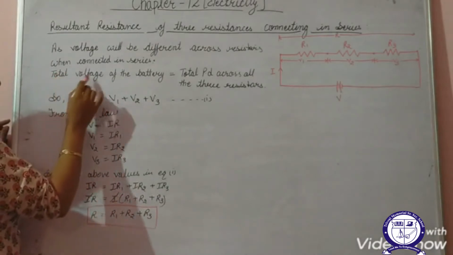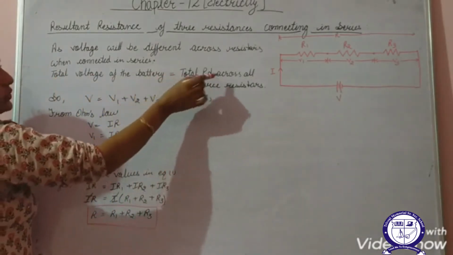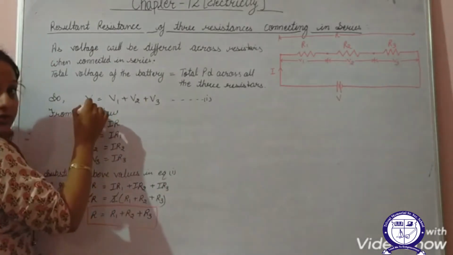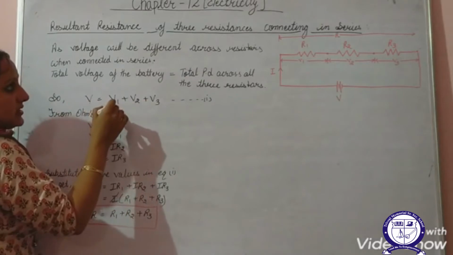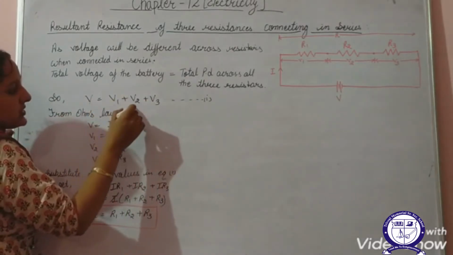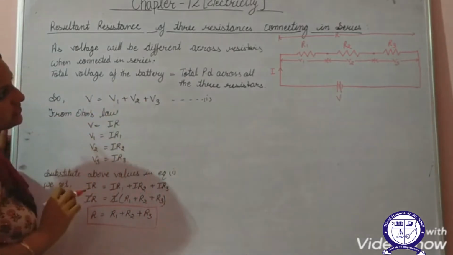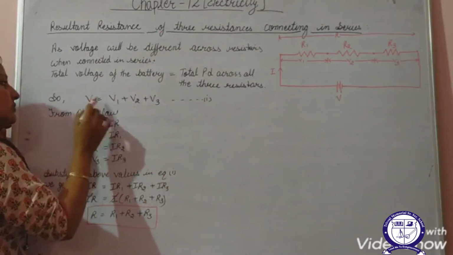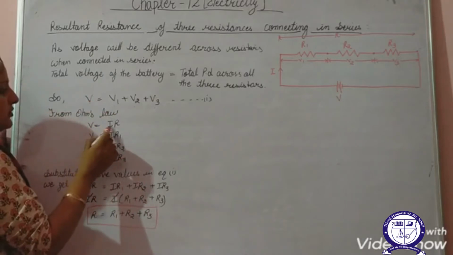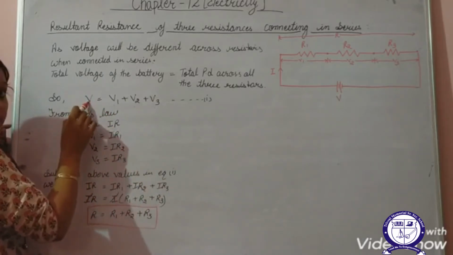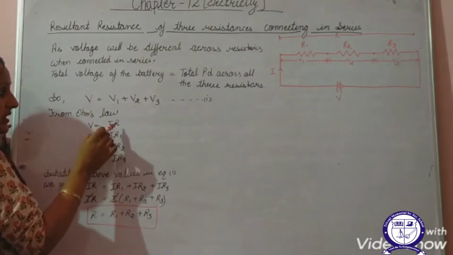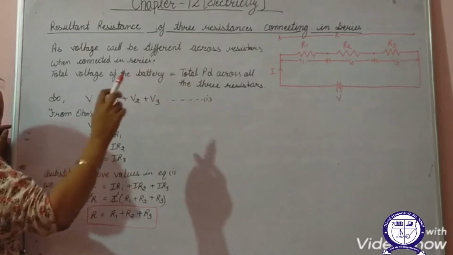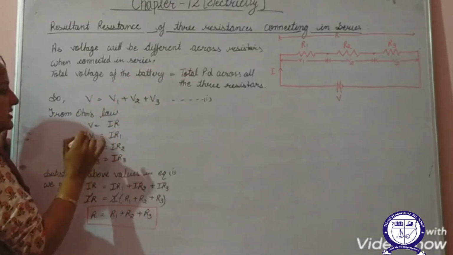Now we have stated that the total voltage of the battery must be equal to the total potential difference across all three resistors. Now V is the total potential of the battery, V1 is the potential across resistor R1, V2 is across R2 and V3 is the potential across resistor R3. Now from Ohm's law we can write this potential as V equals IR. Now V is the total potential, I is the total current and R is the equivalent resistance of these three resistors.